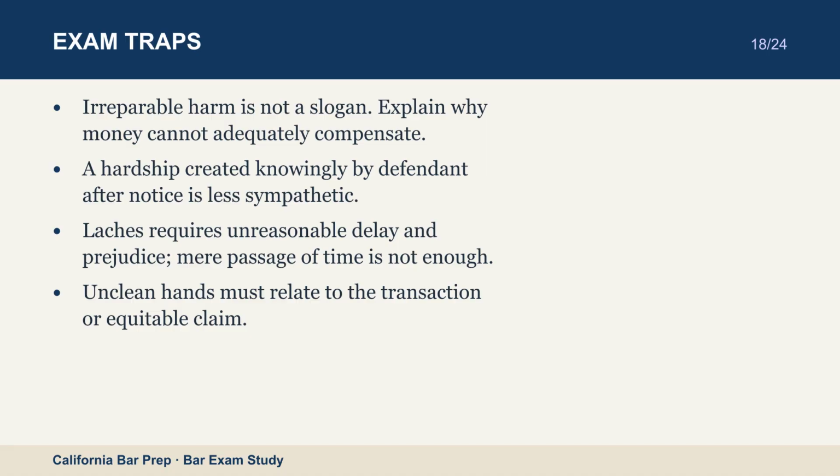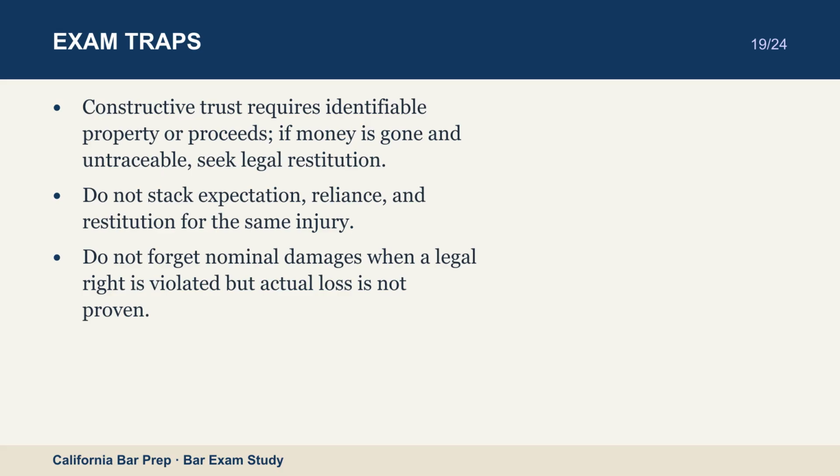Constructive trust requires identifiable property or proceeds. If money is gone and untraceable, seek legal restitution. Do not stack expectation, reliance, and restitution for the same injury. Do not forget nominal damages when a legal right is violated but actual loss is not proven.